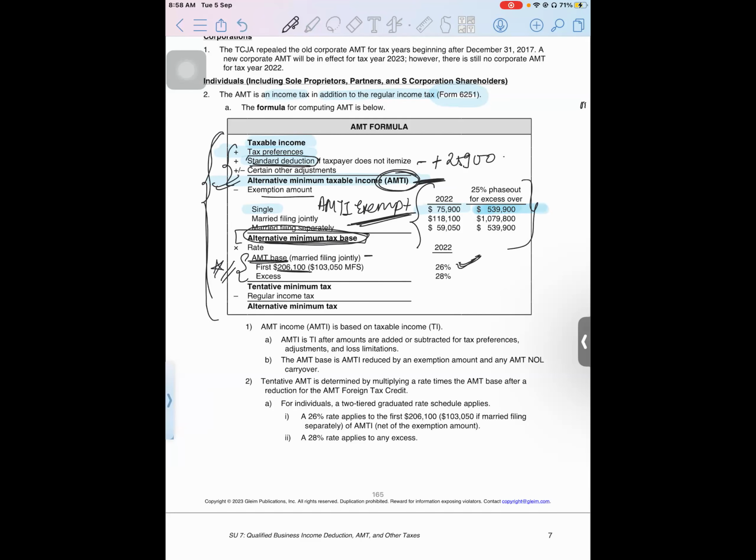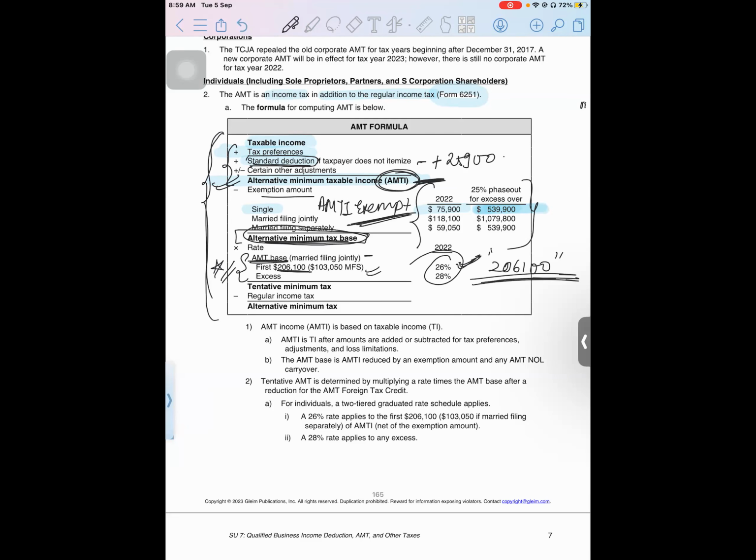$206,100, then the tax rate on AMT is 26%. Whatever is more than 206, remember this limit. Okay, this you have to remember. The question was there on this limit only. Only a one-liner question was there, and no one remembered the limits. So please make sure you remember the 26%, 28%, and the amount is $206,100.